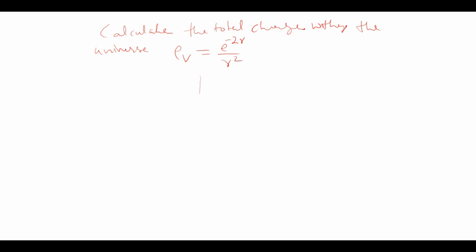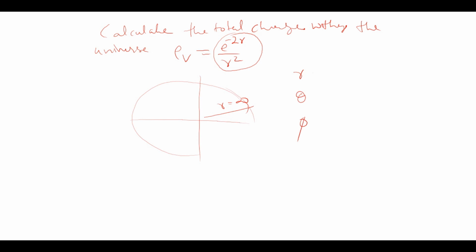So how do we consider the universe? Universe is considered as a sphere with radius equal to infinity. We don't know what the end of the universe is, so we assume that the universe is a very big sphere with the radius equal to infinity. Okay, so we should know the limits now. So which coordinate system are we using? Spherical. So the parameters are r, theta and phi.